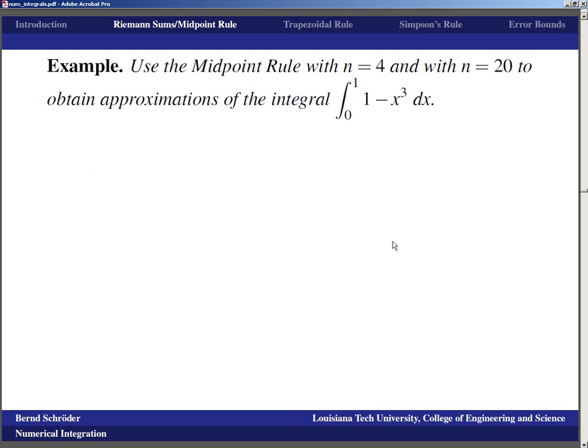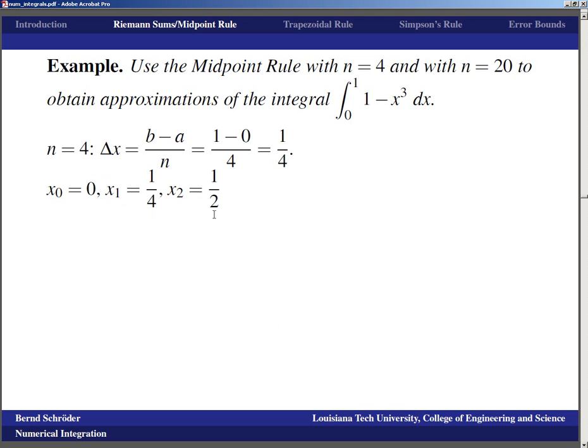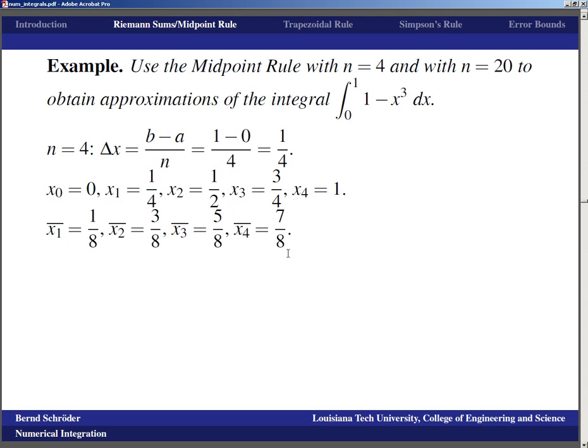Good. Okay, so now let's do the computations. Well, same story. First, n equals 4. Delta x is b minus a over n, which is 1 minus 0 over 4, which is 1/4. x0 is 0, x1 is 1/4, x2 is 1/2, x3 is 3/4, x4 is 1. And that means that x1 bar, the midpoint here, is 1/8. The midpoint of those is 3/8. The midpoint of these two is 5/8. And the midpoint here is 7/8.